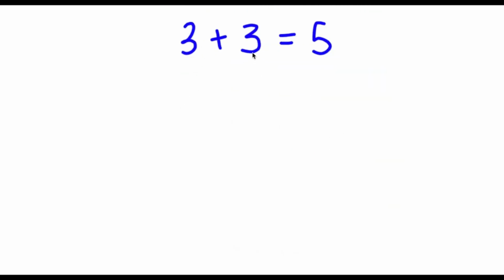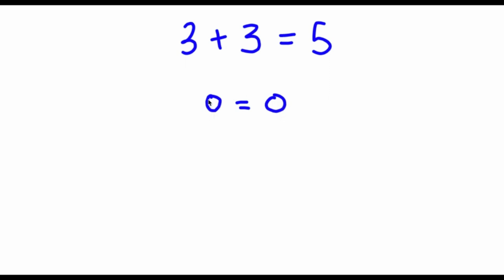Alright, so I have 3 plus 3 is equal to 5. So we want to prove this statement to be true. So first off, let's say we have 0 equals 0. I'm going to start with this. We have 0 equals 0.